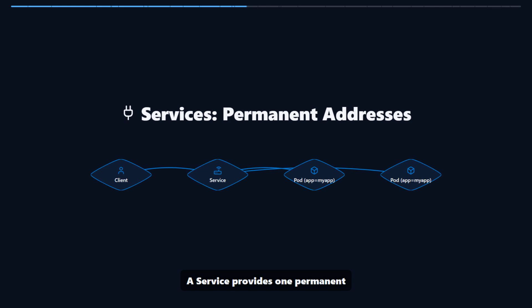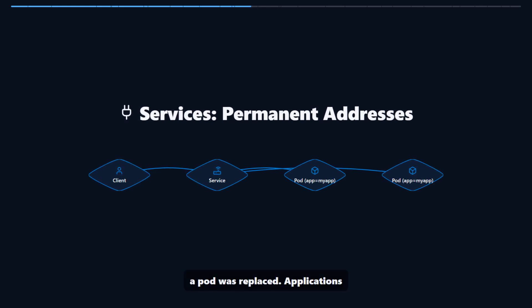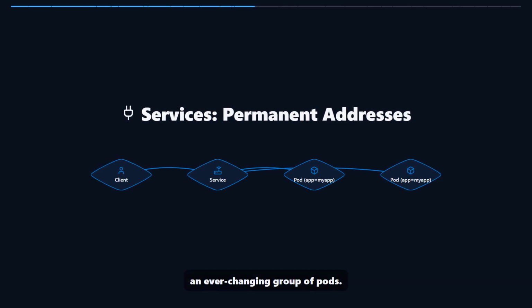A service provides one permanent address while quietly directing traffic to whichever healthy pods are currently running. Users never know a pod was replaced. Applications never need to memorize pod IP addresses. The service becomes the stable front door for an ever-changing group of pods. That's one of the reasons Kubernetes can recover from failures so gracefully.